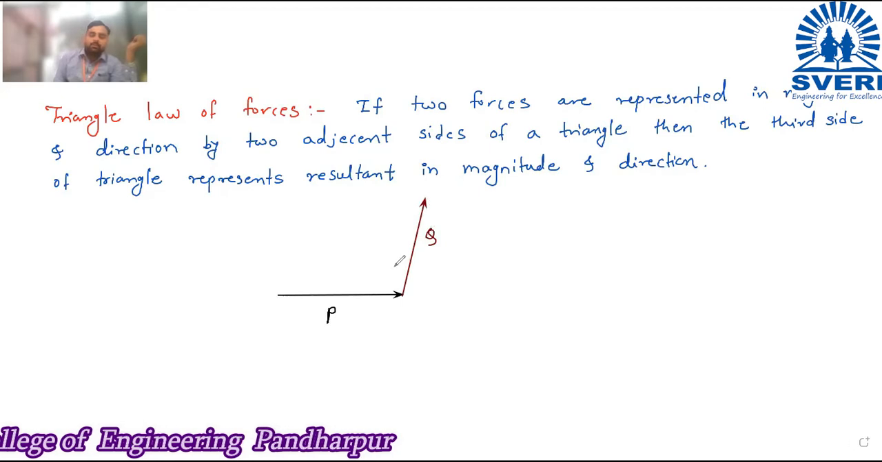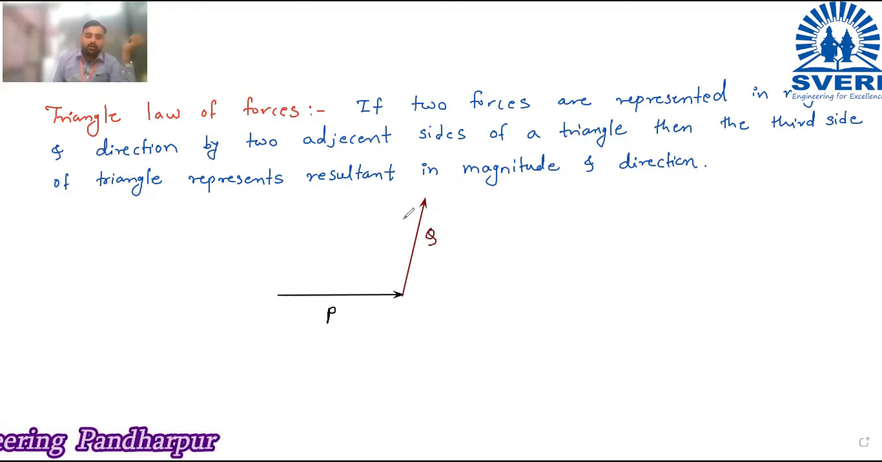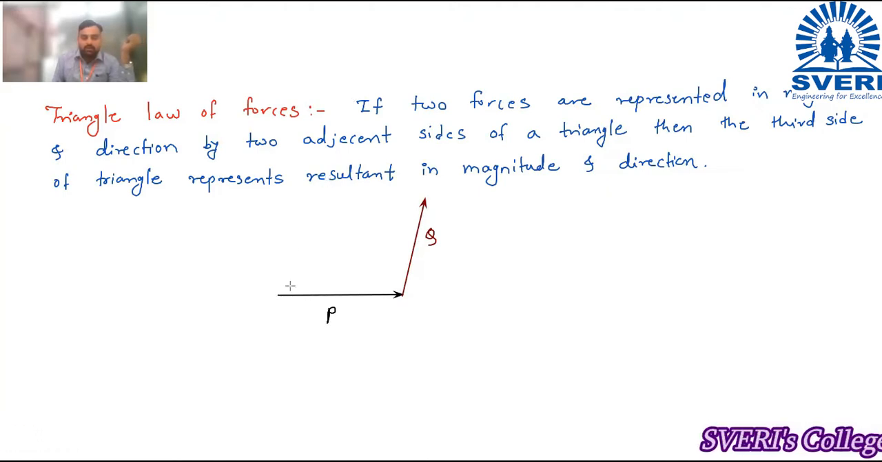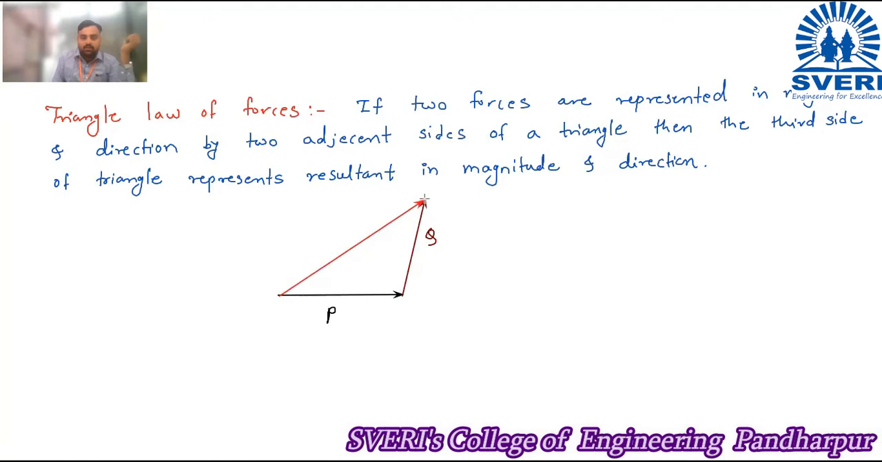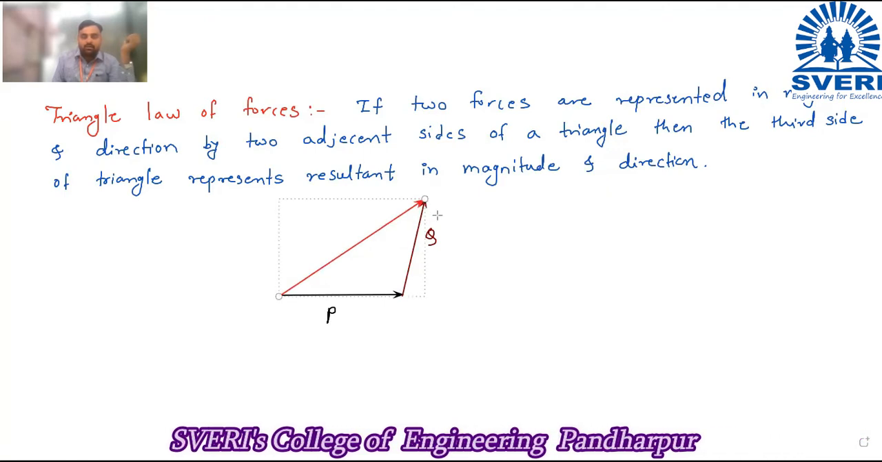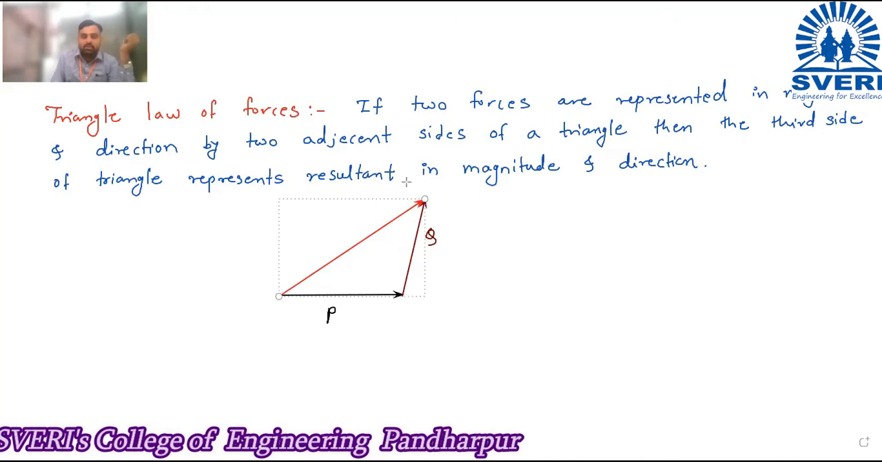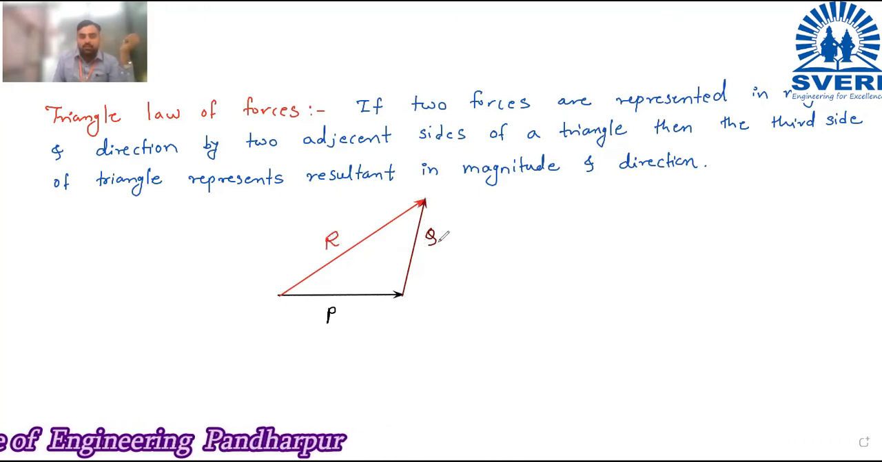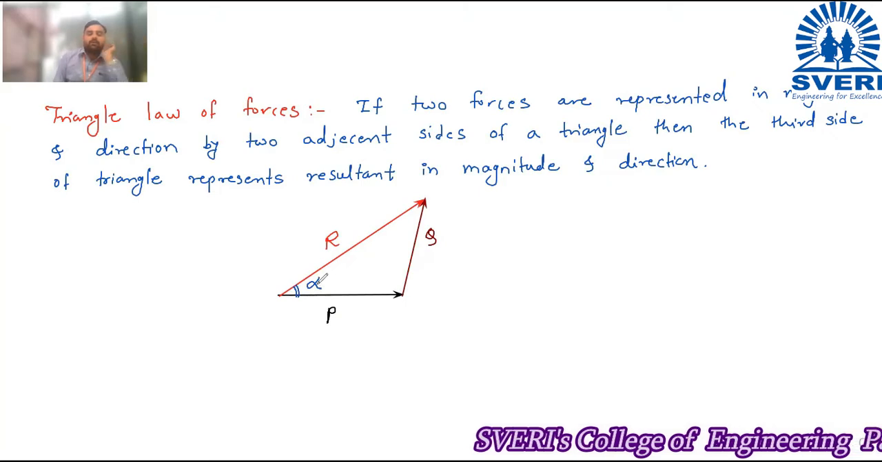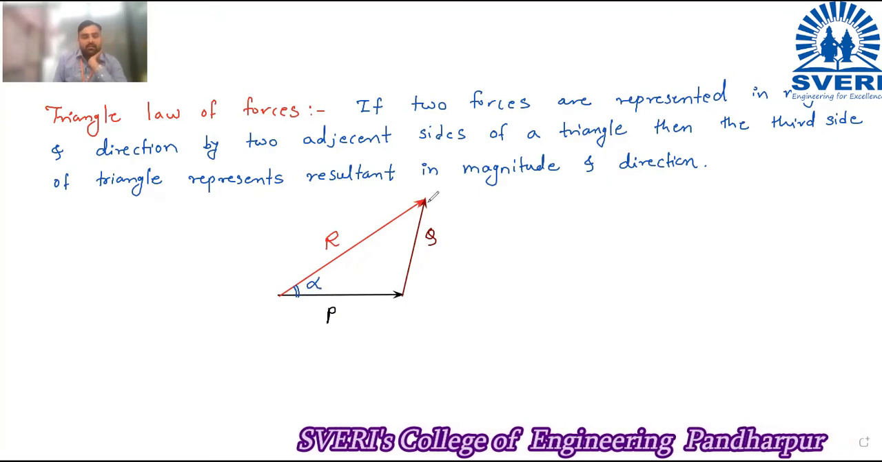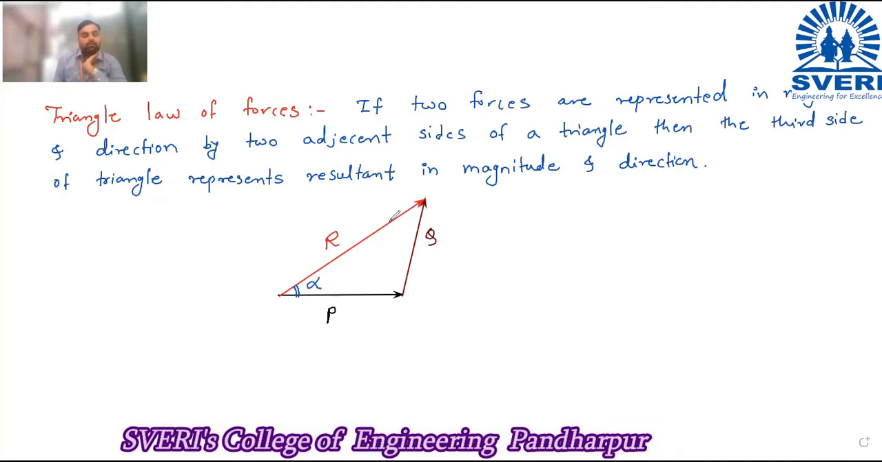Now these two forces are represented by the two sides of a triangle taken in order. Then the third side will represent the resultant. So if I join it like this, this is the third side. This third side will give you the resultant. So this is the resultant R, the resultant of these two forces P and Q. And the angle of the resultant, alpha, is this angle with the horizontal. Alpha is the direction of the resultant and R is the resultant. So this is the triangle law of forces.